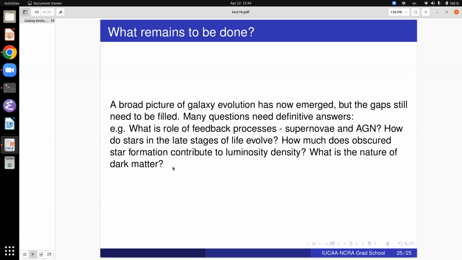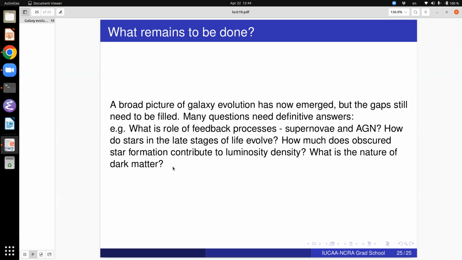And how much does obscured star formation contribute to the luminosity density? Again, here we are very biased in our observations. We cannot observe obscured star formation easily because it's hard to see in the optical, and our telescopes are most advanced, most powerful in the optical. Only with the advent of ALMA are we beginning to discover this hidden universe.